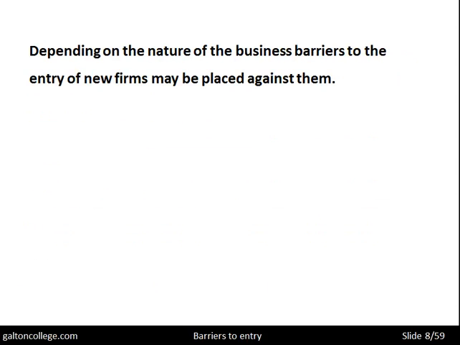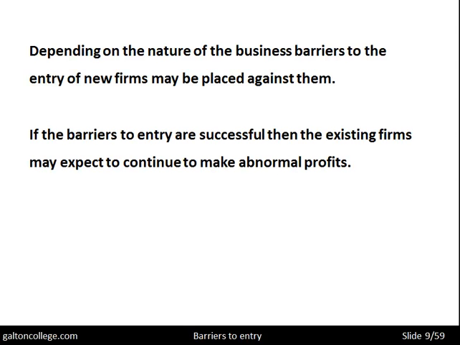Depending on the nature of the business, barriers to entry of new firms may be placed against them. So in some businesses it may be possible to have barriers to entry, ways of blocking potential entrants, ways of stopping new competition from happening. If the barriers to entry are successful, then the existing firms may expect to continue to make, let's say, abnormal profits. So if they're successful in blocking entry, then the successful firms in the market will continue to earn abnormal profits.